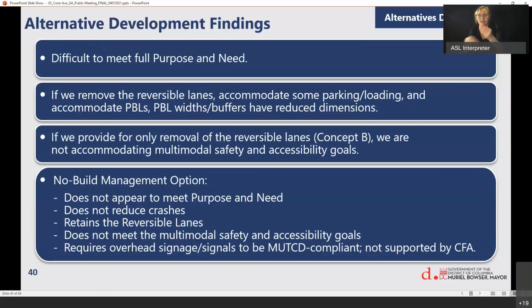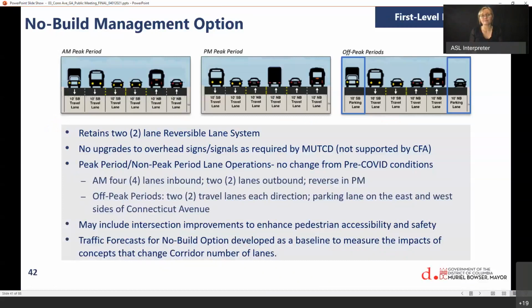The no build management option does not appear to meet the purpose and need. It does not reduce crashes. It retains the reversible lanes. It does not meet the multimodal safety and accessibility goals and requires overhead signage and signals to be MUTCD compliant, which is not supported by the Commission on Fine Arts. Cynthia is going to talk in detail about the concepts that we looked at.